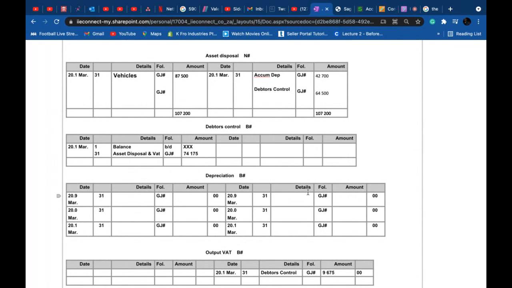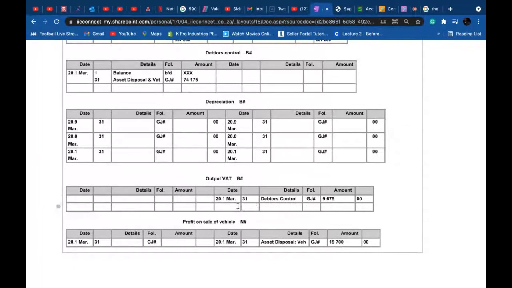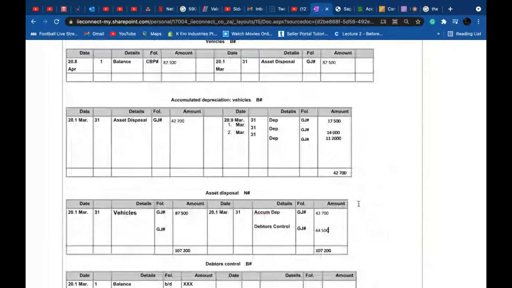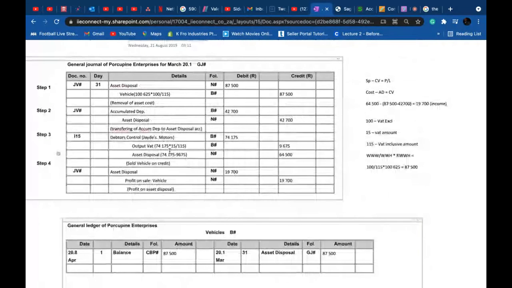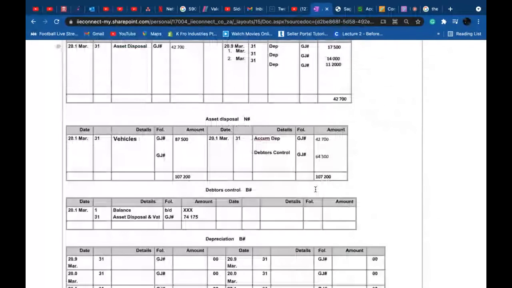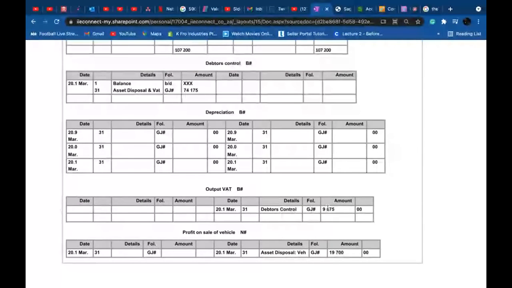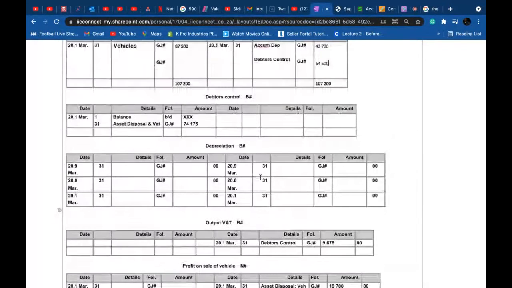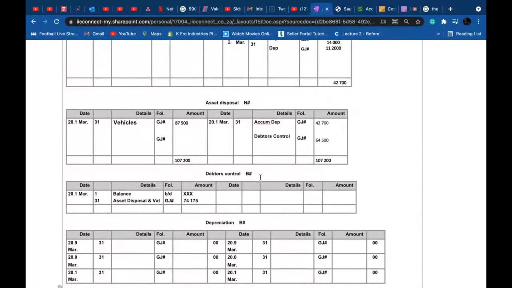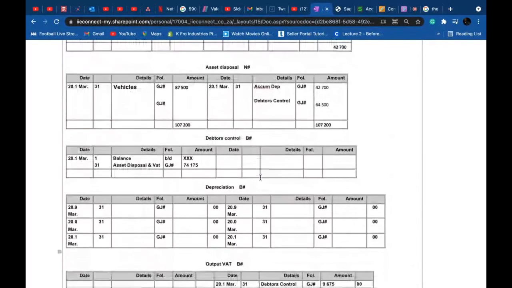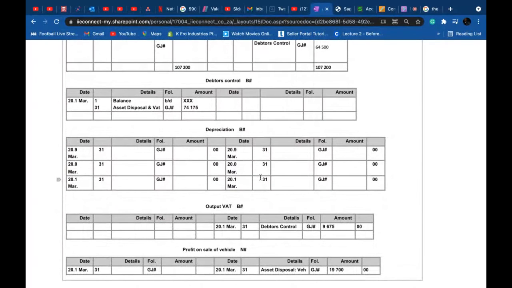Then we also need to record the output VAT. I've left that in there just to save us some time. Can you see we credited output VAT in the general journal? Over there, we credited output VAT. And there we just put debtors control as the contra account. Can you see that? So that's done. Then the final step is to record whether we made a profit or a loss.